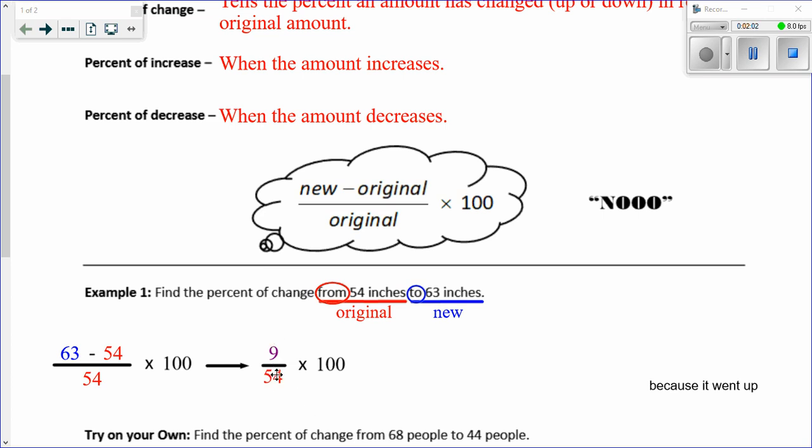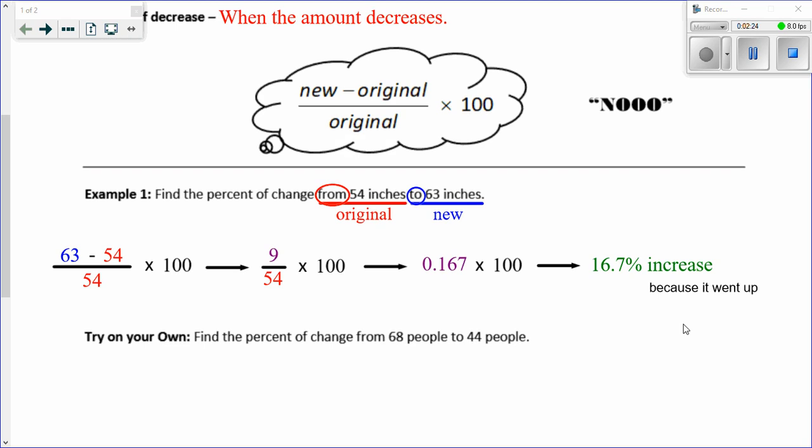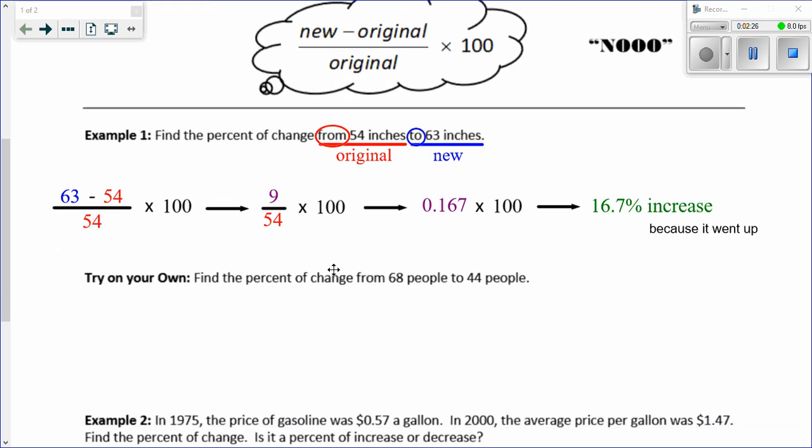So now I can do division. 9 divided by 54 will give us 0.167, and now we can multiply that by 100, which will give us our percentage. So it's 16.7%, and that is an increase because it went up. It went from 54 to 63, so it increased. Okay? So now you guys are going to try this one on your own. You can either pause the video or come back to it at the end.